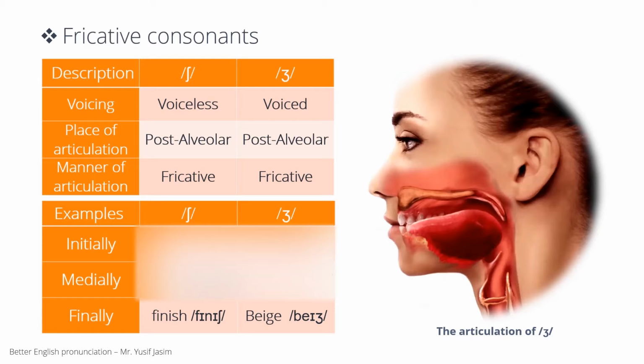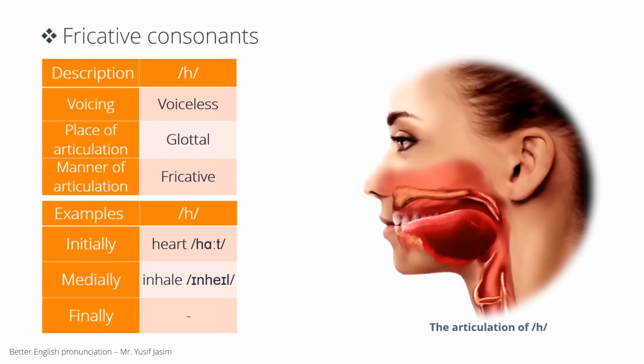Now let's practice some examples. Zh does not occur at the beginning of English words, but sh quite frequently does. Sh initially. Shy. Sh and zh medially. Vision and ocean. Sh and zh finally. Finish and beige.